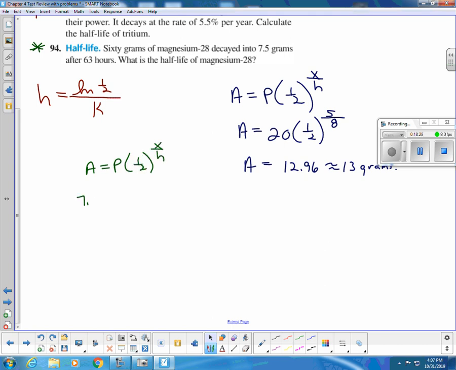So 7.5 grams is what we ended up with. You started with 60. Please don't use the 28, just in case you see a number. After 63 hours. So we're looking for the half-life here. We're looking for the H. So we have to go to work. It's in the exponent position, so that tells me eventually I'm going to be using logs. So we have to divide by 60 first. And again, I'm not going to use my calculator. I'm just going to leave it sit there like that.